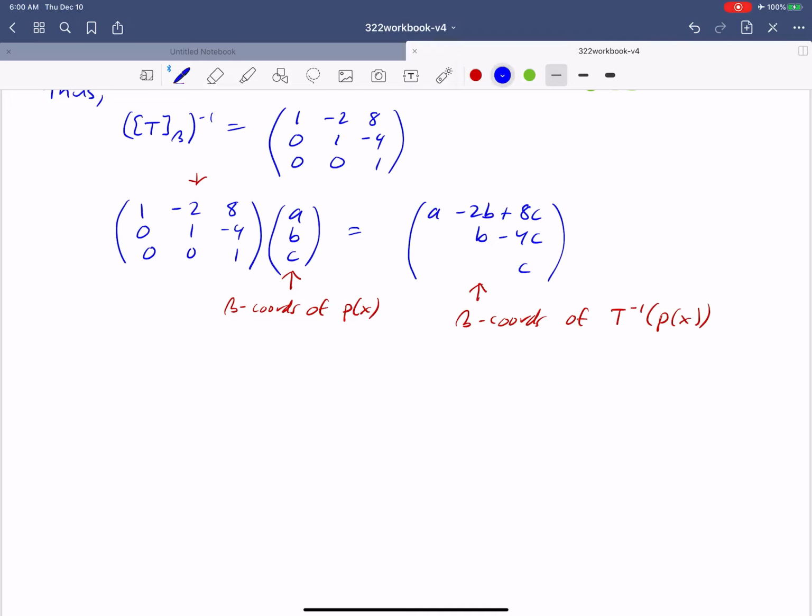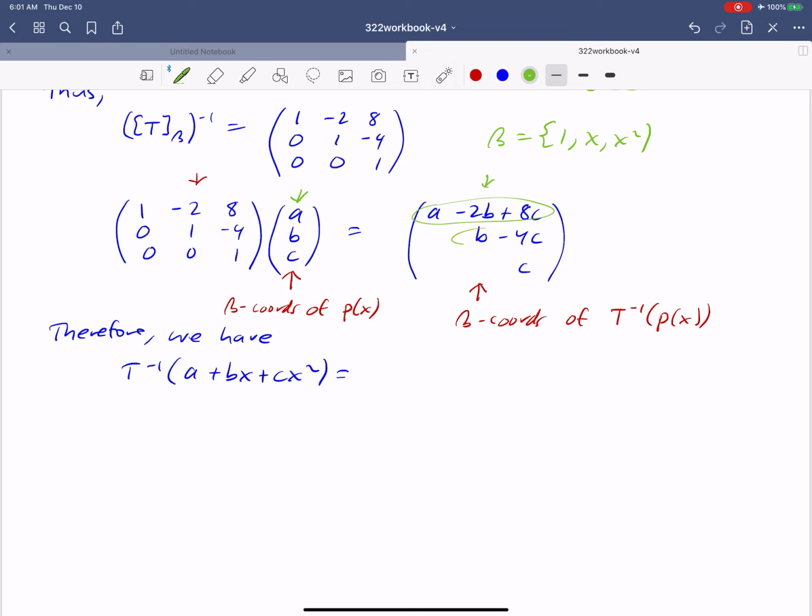What that gives us is a roadmap, a way to actually write down our formula for T inverse. We have T inverse of, remember that A, B, and C represent coefficients on our basis, which was the standard basis. So when we look at A, B, C, we're interpreting that as being A plus BX plus CX squared. Similarly, for the output, we're looking at these three numbers and interpreting those as coefficients on our basis.